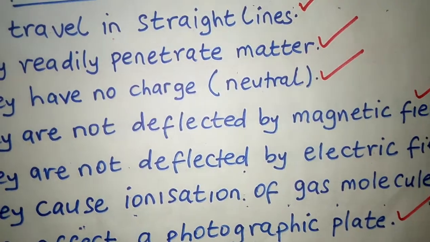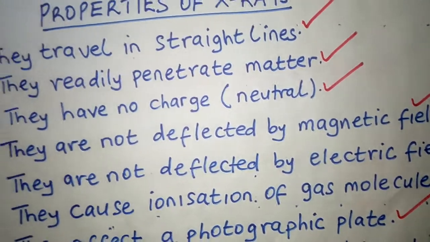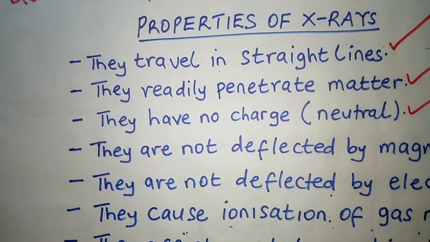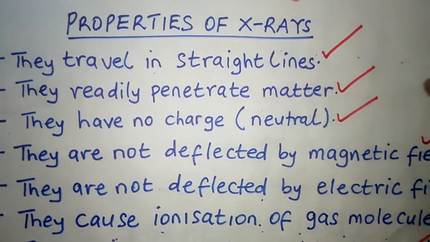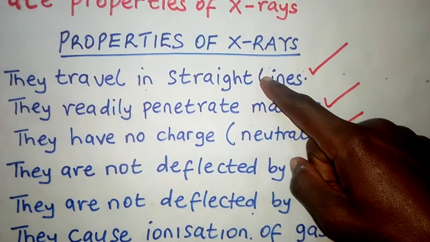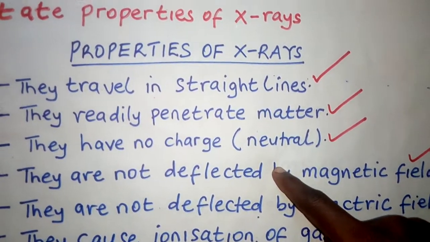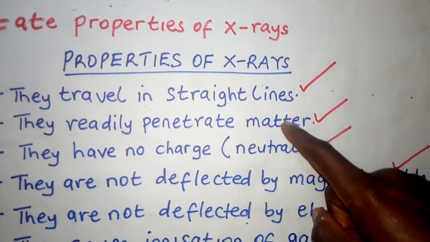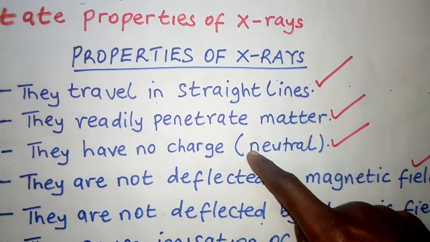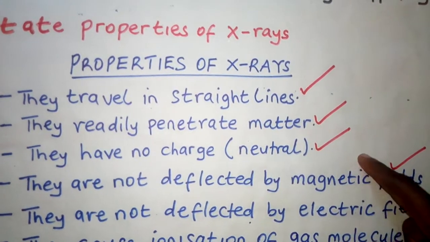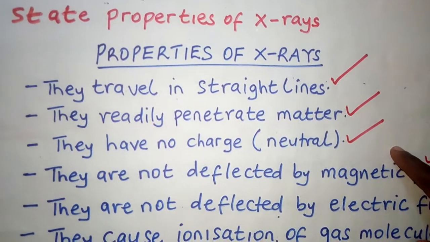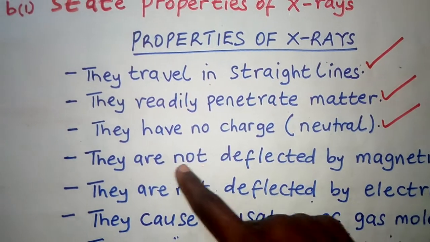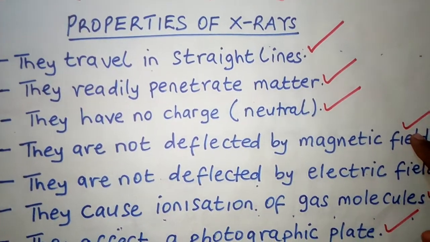They are not deflected by magnetic fields. What does that mean? If you bring two magnets, one with the south pole here, and another with the north pole here, then you allow X-rays to pass in the middle. They will not bend towards the north pole, they will not bend towards the south pole. They will just go straight. What does that mean? They are not deflected. Don't use the word bending. Use deflecting. So they are not deflected by magnetic fields.